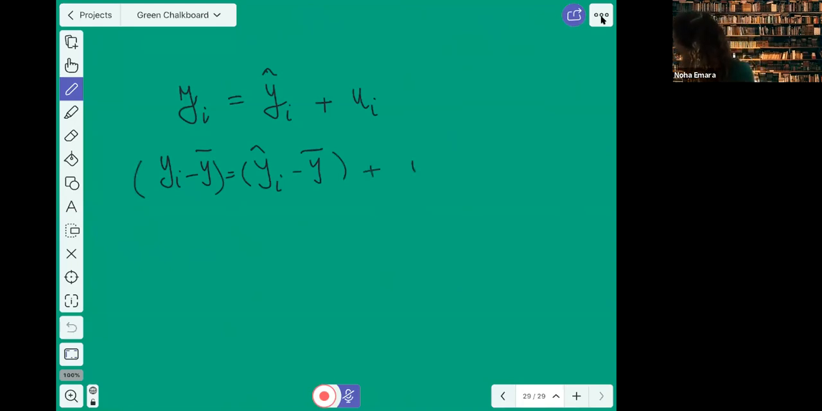plus ui, okay? And next, what I'm going to do is sum this up over all observations, and I'm doing the same here, summing this up over all observations, and I'm squaring this, okay?